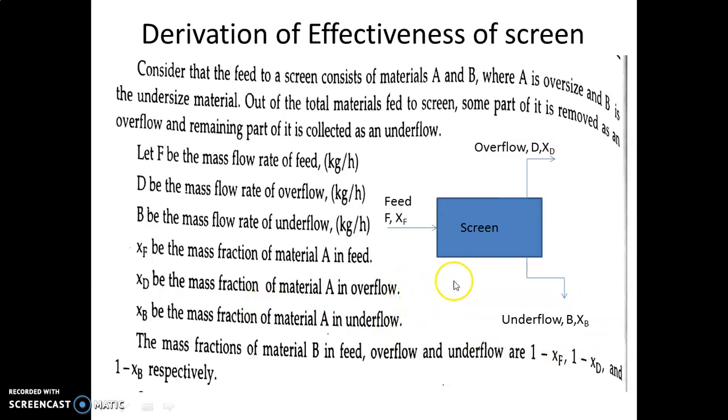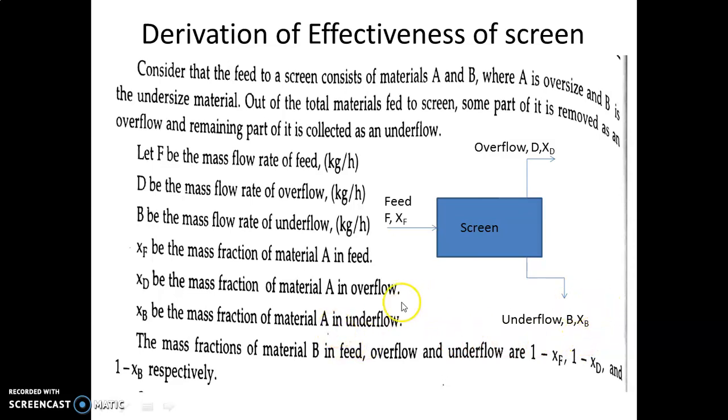So why is this happening? Actually, if we feed the A material to the screen, all the material should go into the overflow because it has diameter greater than 10 millimeter. But always note that the screen efficiency does not reach 100%. So for that reason, some of the material A passes through into the underflow, and that material is called XB.